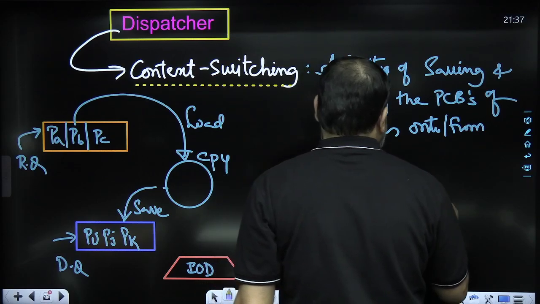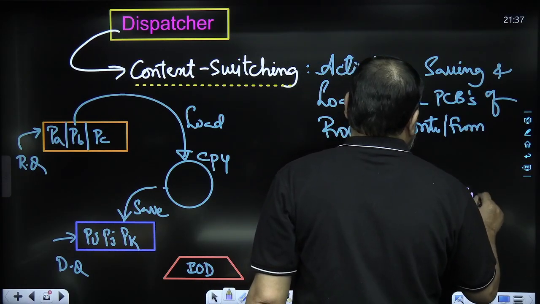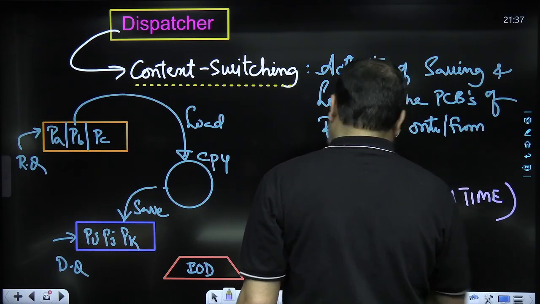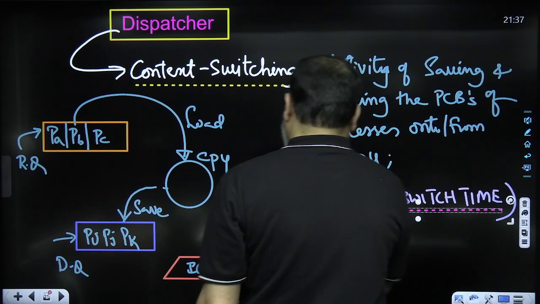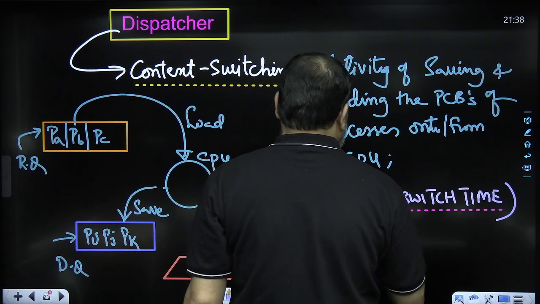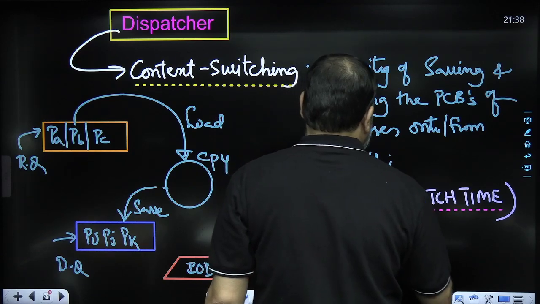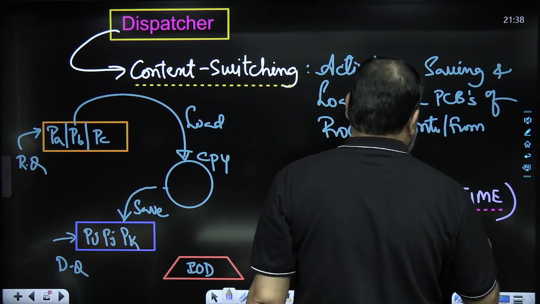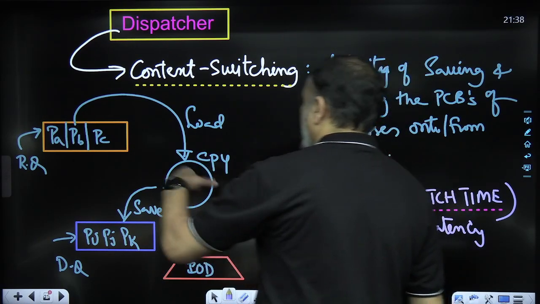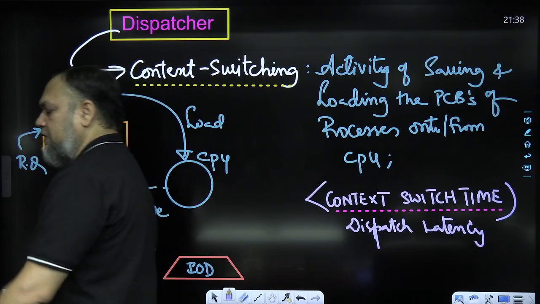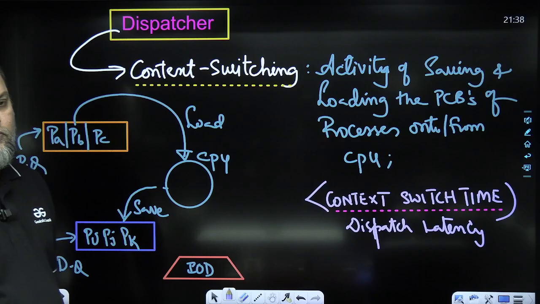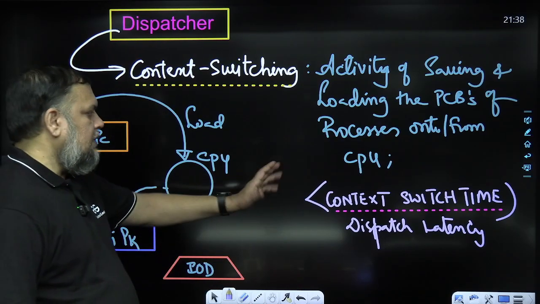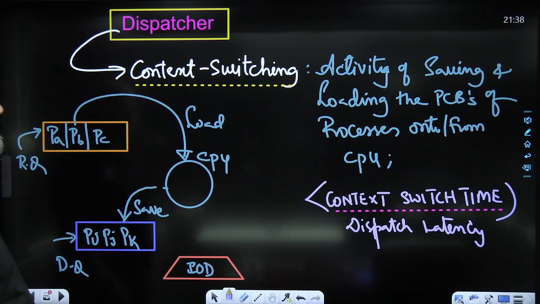Context switch time is also known as dispatch latency. Latency means delay, delay in loading and saving. Naturally, if the size of the PCB is more, I need more dispatch time, more context switching time. So context switching time invariably depends on the size of the PCB.